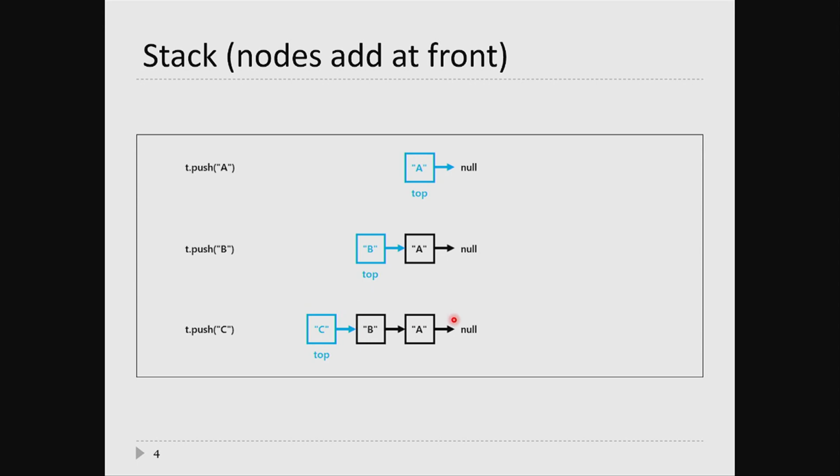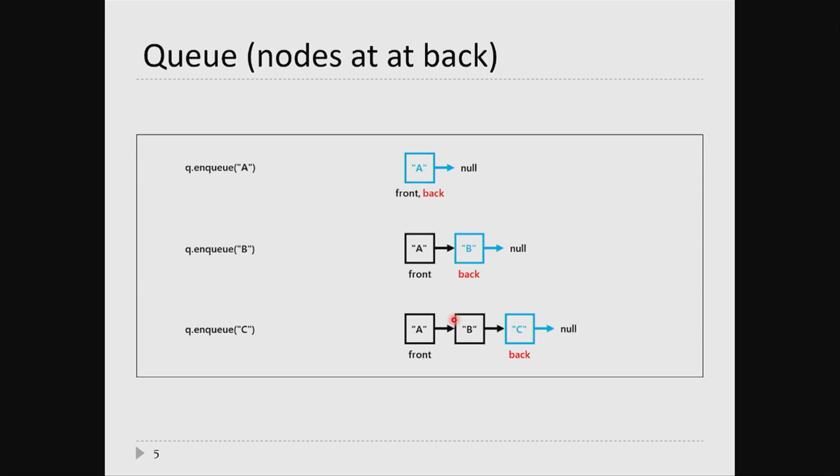Now with a queue, remember, people get in at the back of the queue. So in a queue, you add the element at the back of the queue. When I start with an empty queue, you have one element in it, or one node. When I enqueue another element, it shows up at the back of the queue. And when you enqueue the third element, again, it shows up at the back of the queue.